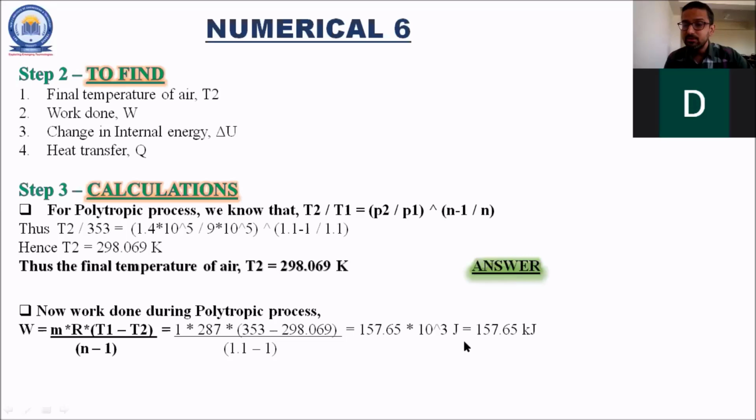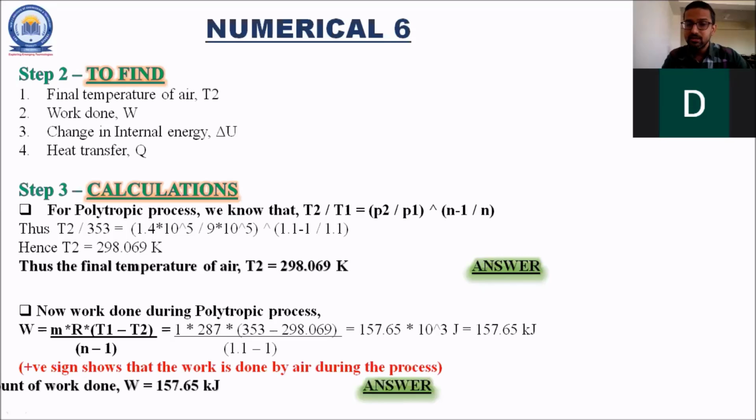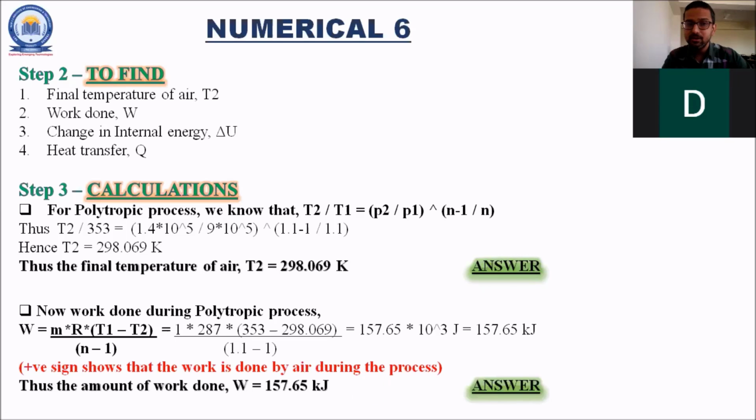So the answer of W I am getting is 157.65 kilojoule. Since I am getting a positive value of W, I will mention the comment: the positive sign shows that the work is done by air during the process. Thus, noting down the final answer, the amount of work done, W, is equal to 157.65 kilojoule.